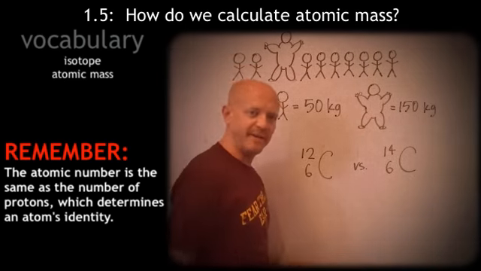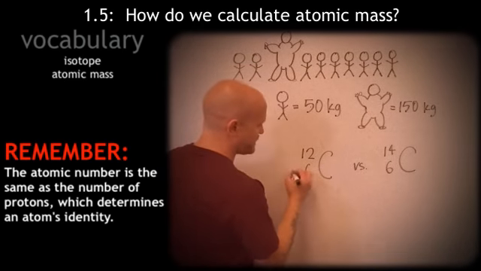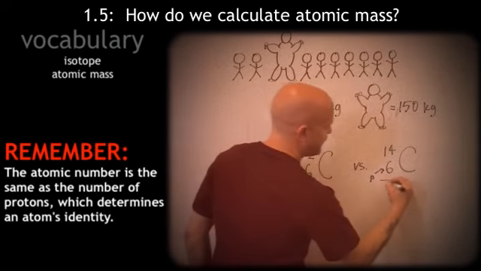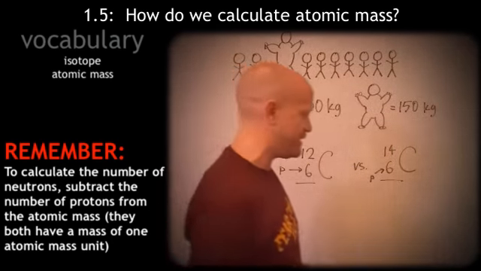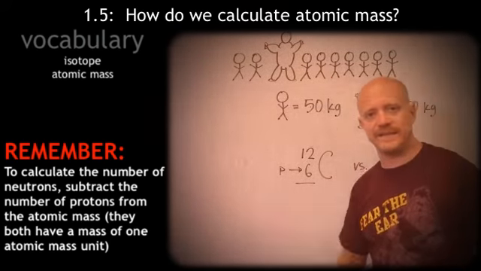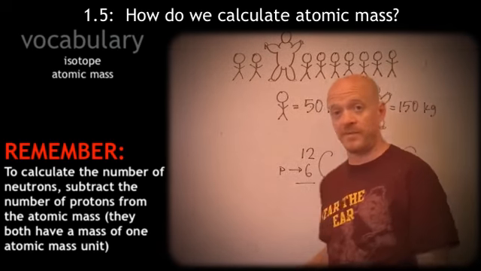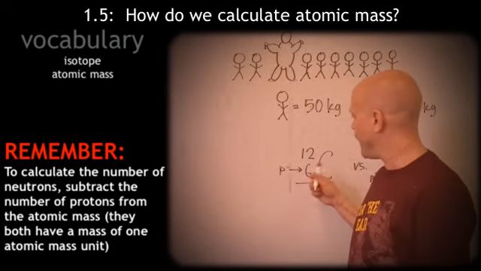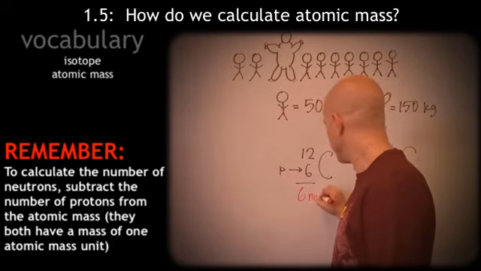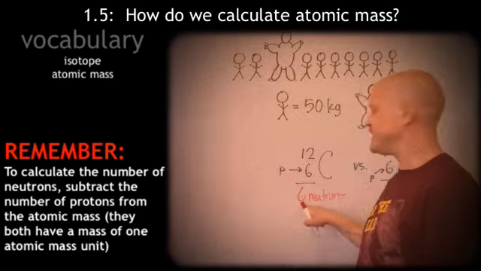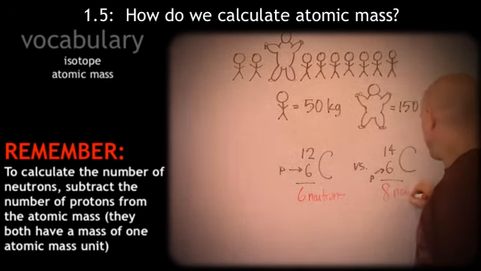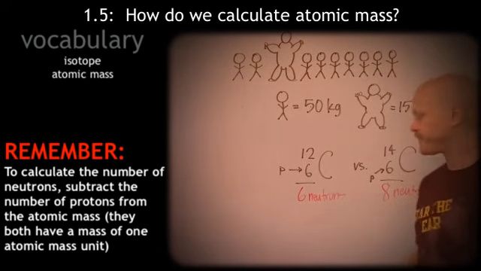This top number can be different, because this one is the number of protons, and we're going to do a little bit of a math problem to figure out our number of neutrons. So 12 is the atomic mass, 6 is the atomic number, or the number of protons. When I take 12 minus 6, that gives me my neutrons. So this carbon 12 has 6 neutrons, and carbon 14 has 8 neutrons.